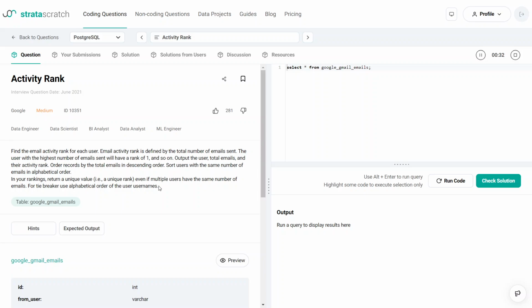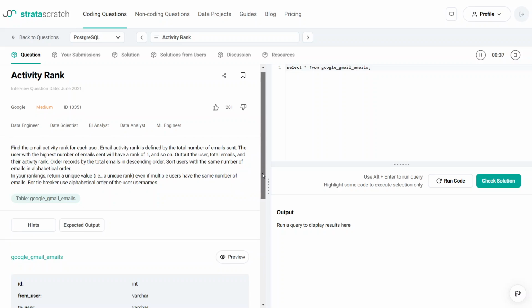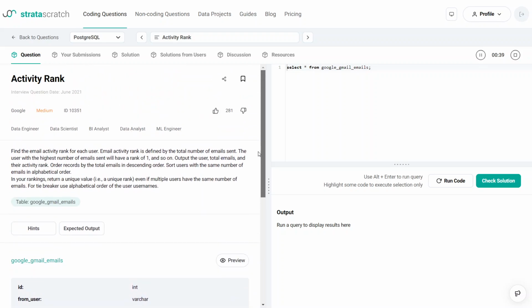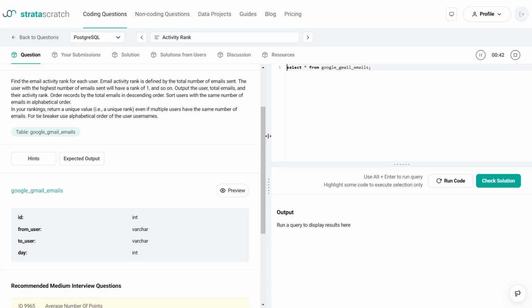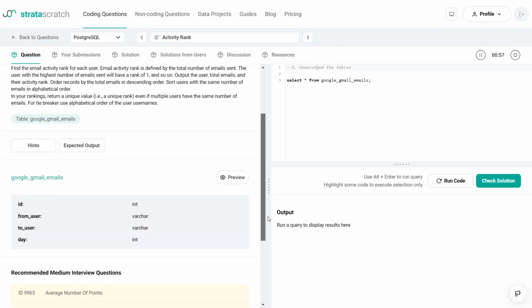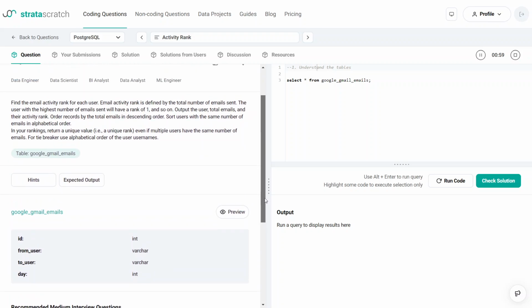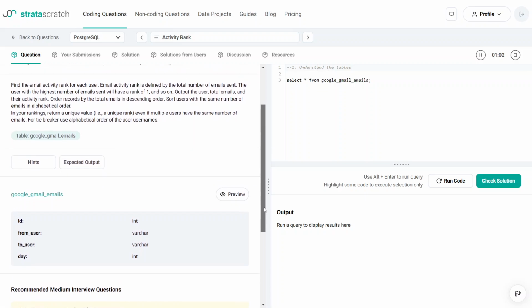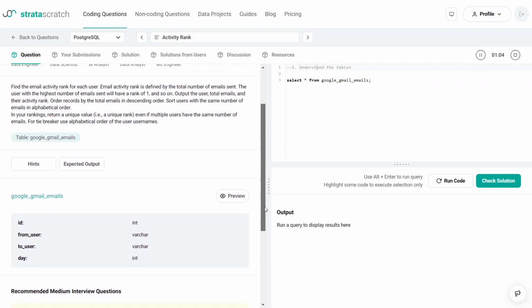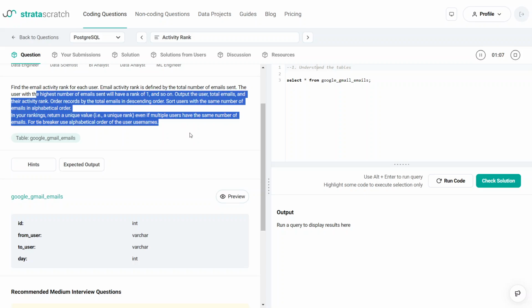Okay. Wow, there's a lot of instructions in here. There's a lot of text, and they're throwing a lot at you. But that's okay. Stay calm, and let's work through the problem. The first step that I like to do is to understand the tables. In this case, it looks like there's only one table, and there's only 4 columns. So this tells me that the complexity of this type of question is probably not in any tricky joins, but in making sure we follow all of their instructions, because this is a lot of text.